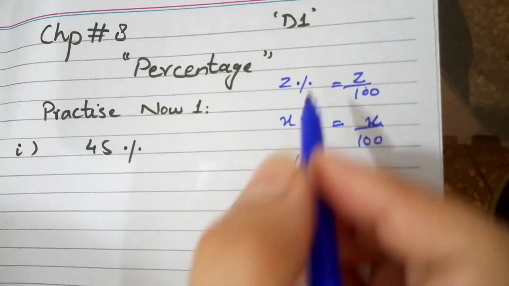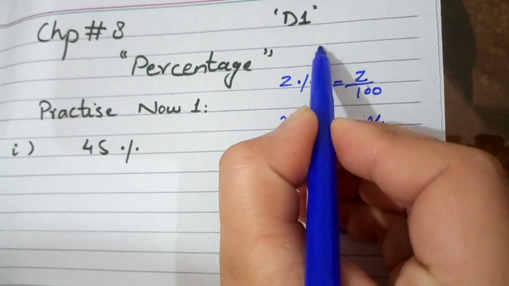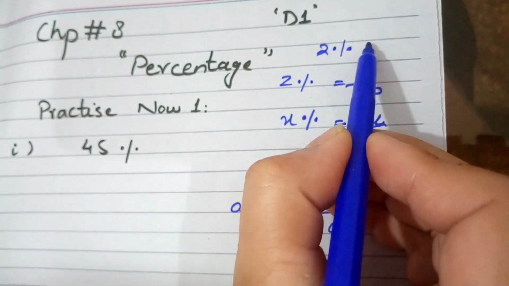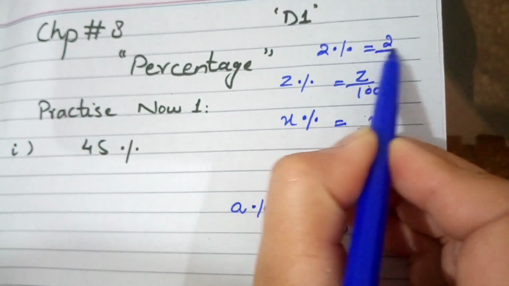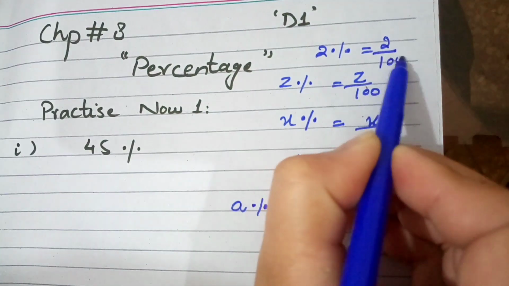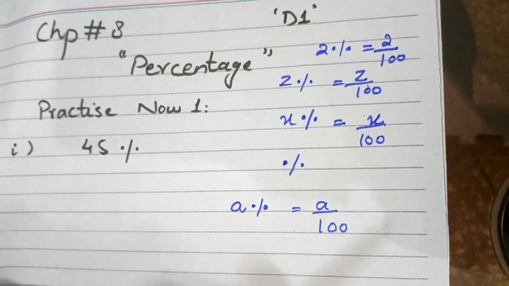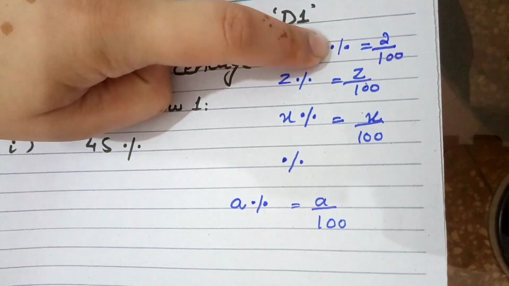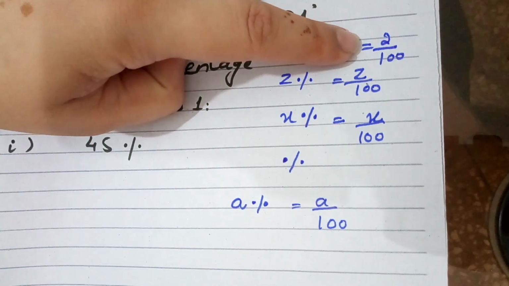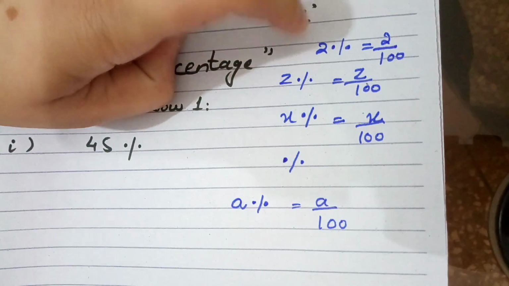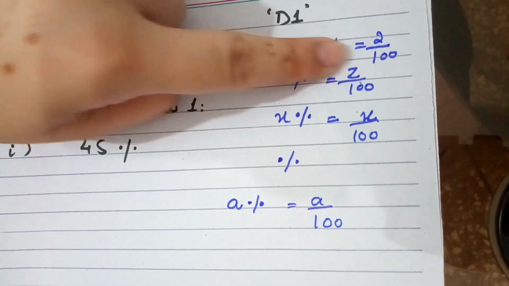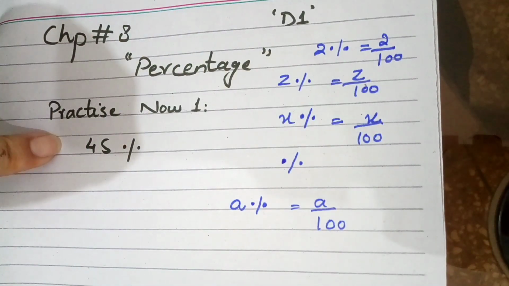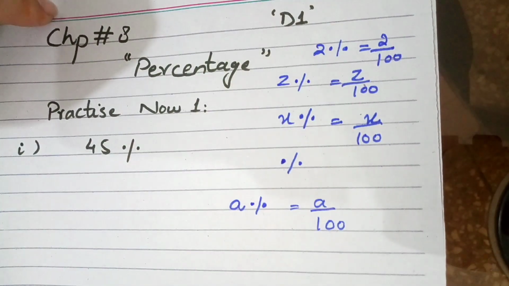Now if I write a constant, 2 percent, what does it mean? It means 2 parts per hundred. This is how we can remove the percentage sign and convert it according to its meaning, such as 2 parts per hundred, or here z parts per hundred. Now we will move towards our Practice Now 1.